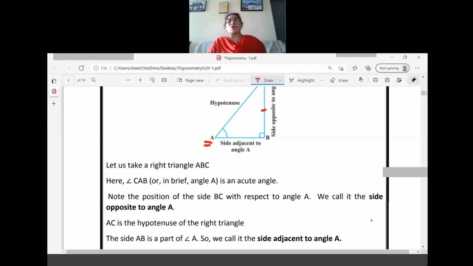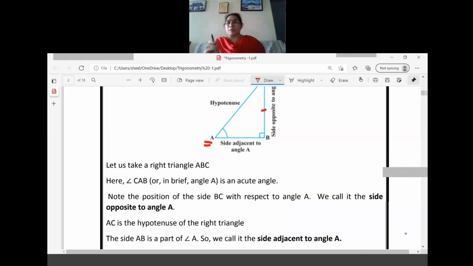Now, note the position of BC with respect to angle A. It is called the opposite side. I clearly told, right? AC is the hypotenuse. Everyone knows that one, because the side opposite to 90 degrees is the hypotenuse only. So side AB is a part of A only. We call it adjacent to angle A. I told already that this is close to A. So it is written here that it is a part of A, so we call it the adjacent side to angle A only.